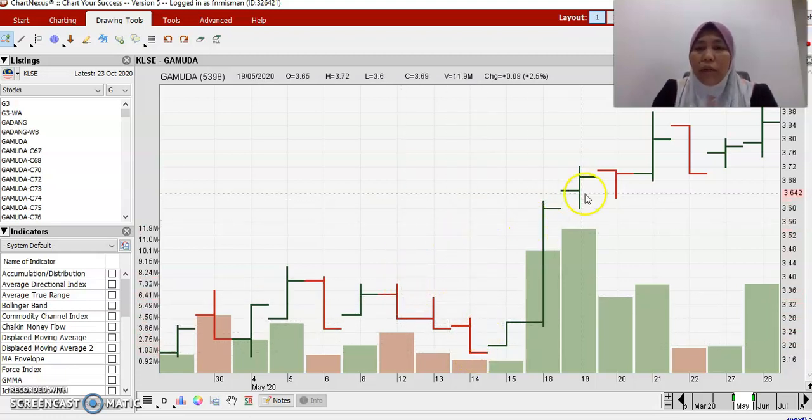So we have a few patterns for the bar chart. Every bar tells us a different story. You can refer to my notes about what types of pattern are available for a bar chart.